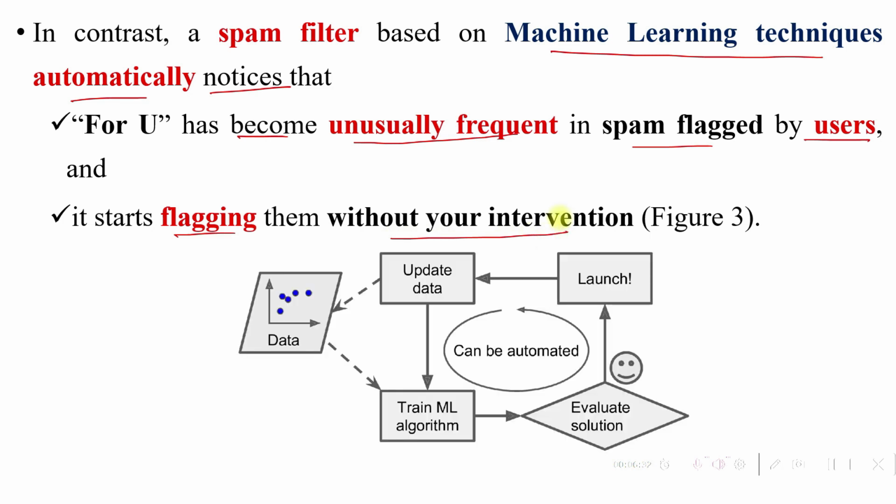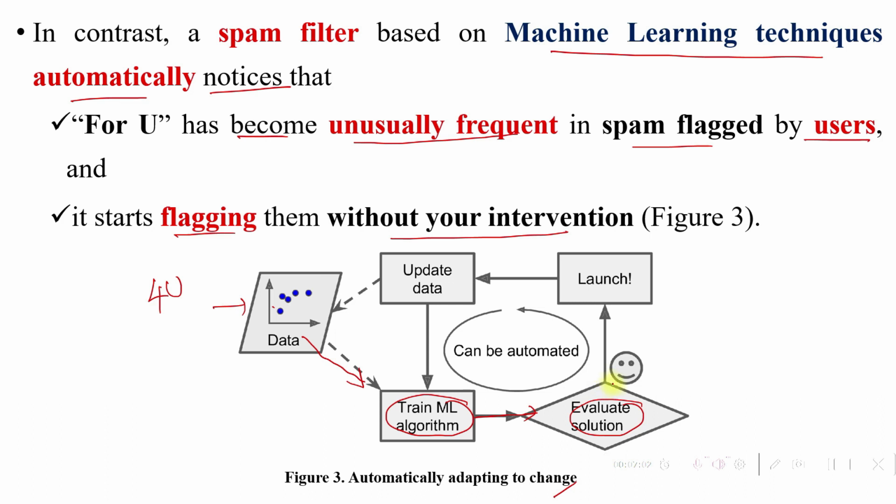Okay, so here automatically the machine is going to adapt to the changes. For example, based on the available data, suppose initially we have keywords like "for you". So the "for you" is contained in the data. Now based on this dataset, our machine learning algorithm is going to train. From that we are going to evaluate our solution.